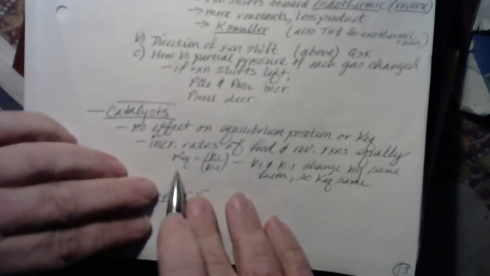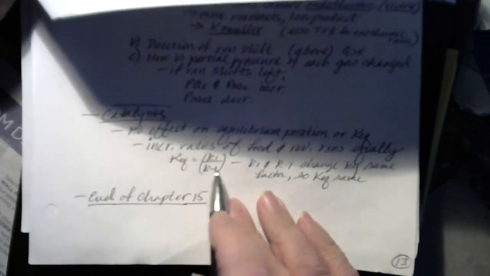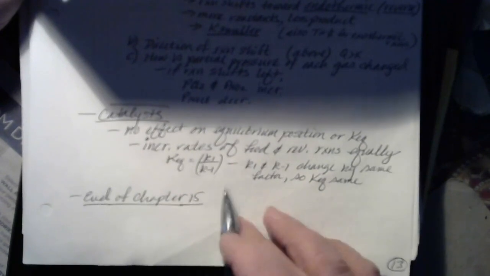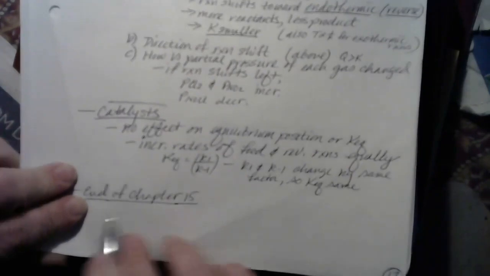Remember back to the beginning of the chapter where we said that the equilibrium constant is essentially the rate constant for the forward reaction divided by the rate constant for the backward reaction. Well, if k1 and k minus 1 change by the same factor, then the ratio ends up being the same. Like if you double them both, the result is going to be the same. Like 1/2 is the same as 2/4. That sort of thing. So that's pretty simple. Catalyst, no effect on equilibrium. Okay, and that is the end of chapter 15.